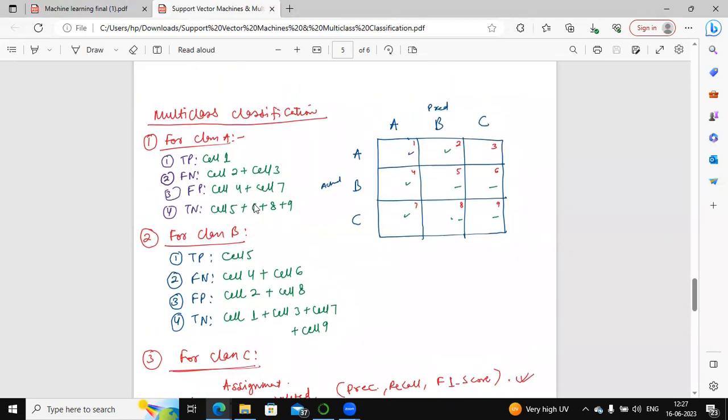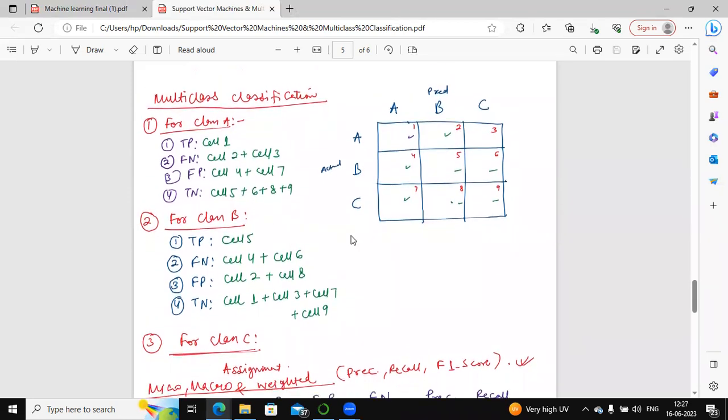Similarly, for class B, if you do multi-class classification, cell 5 will be positive, so cell 5 will be true positive. When you consider true negative, the others, A and C, are negative. So cells 1, 3, 7, 9 will be true negative.